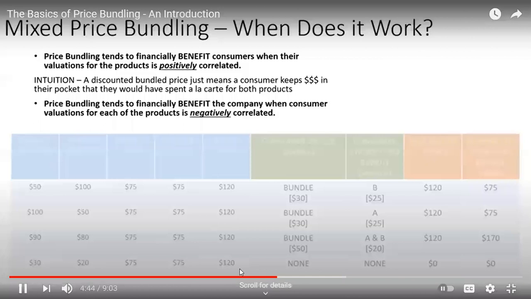Let's lay out that logic just one more time. So when does price bundling work? I think you guys understood what is done here.